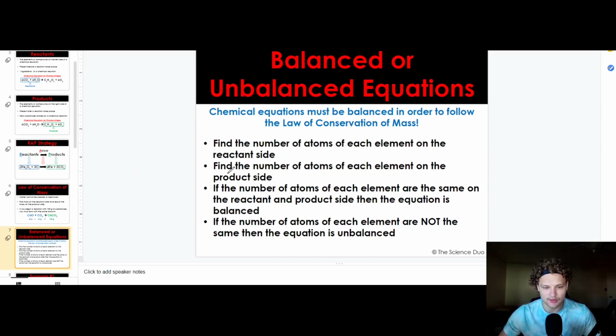Then we're going to find the number of atoms of each element on the product side. Again, we're doing reactants, products. Are they equivalent to each other? If they are, good. If they're not, then we know something is not balanced. If they're not equivalent, it's an unbalanced equation, and that means some changes need to be made. Something went wrong.